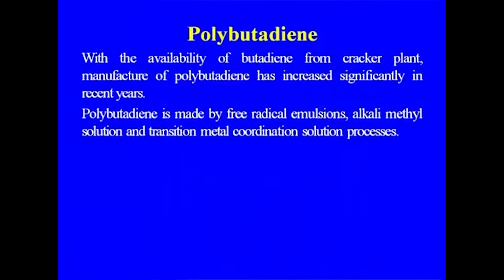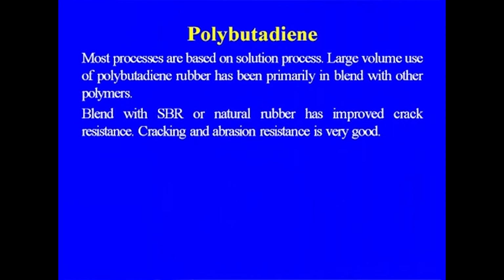As far as the process is concerned, polybutadiene is made by free radical emulsion, alkali methyl solution, and the transition metal coordination solution process. Most processes are based on the solution process. Large volume use of polybutadiene rubber has been primarily in blends with other polymers. Blending with SBR or natural rubber has improved the crack resistance. Cracking and abrasion resistance is very good in the case of polybutadiene.